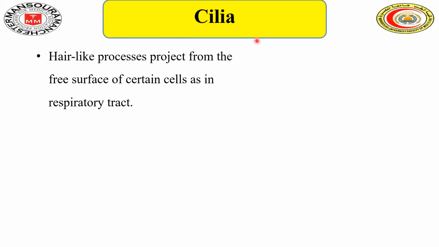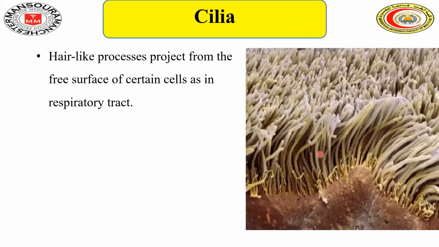Next organelle is the cilia, and here is the shape of cilia. They are long, hair-like processes projecting from the border of the cell. So here is one cell. This is the free border of the cell, and these are the cilia projecting from its surface, like our hair projecting from our scalp. They are hair-like processes projecting from the free surface of certain cells.